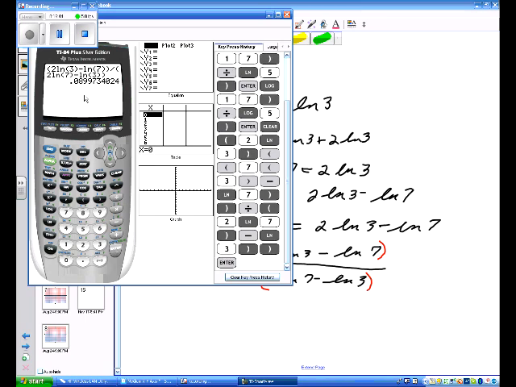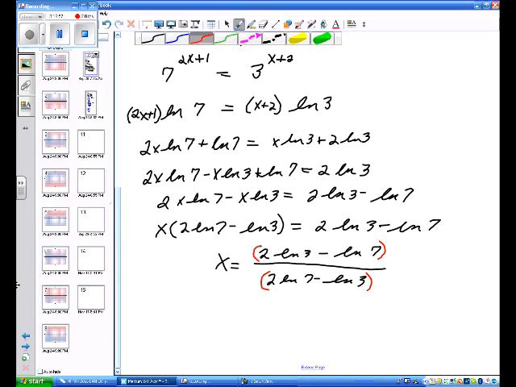So if we round this to 2 decimal places, it would be 0.09 or 9 hundredths is what x would be. And you could go back in and check that, actually raising them to the power.